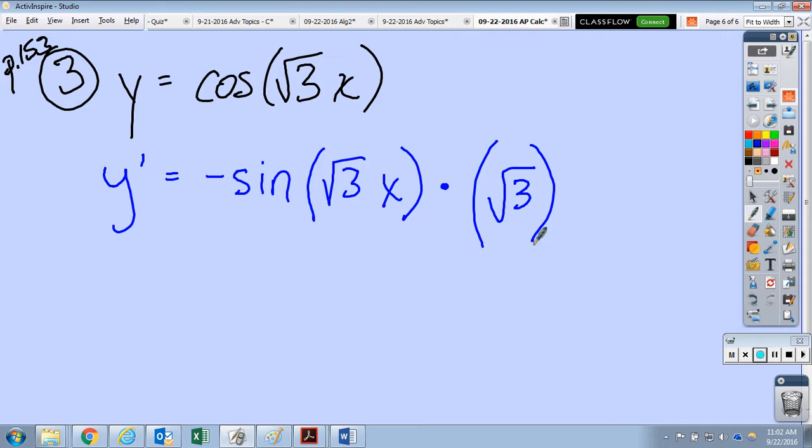You can even do the power rule: bring the 1 to the front, drop the exponent down to 0, so x to the 0 is 1. I forgot it was raised to a power of x. I think it's good if we just go through a lot of these. So then we'd write y prime more properly as negative root 3 sine of root 3x.